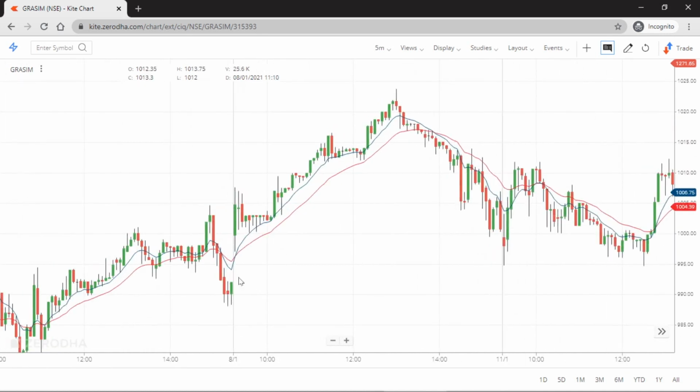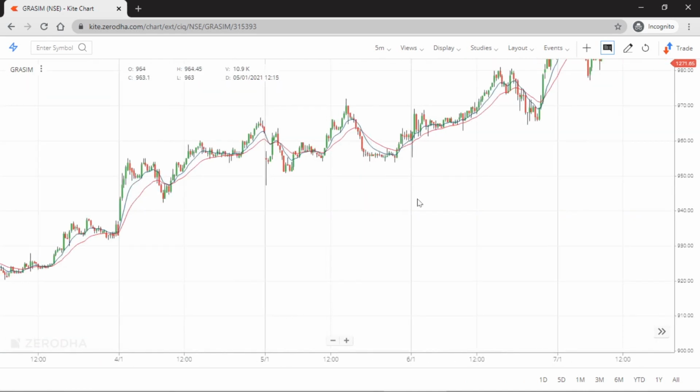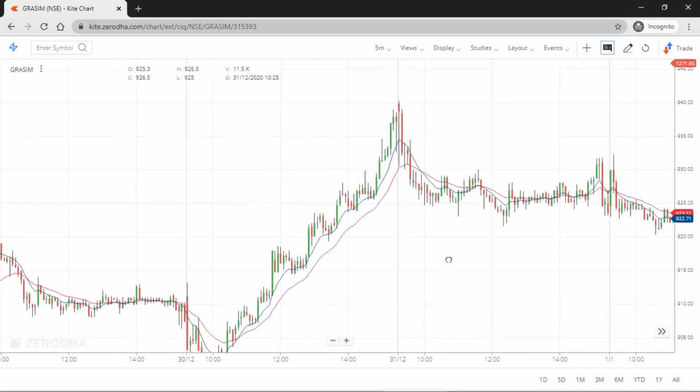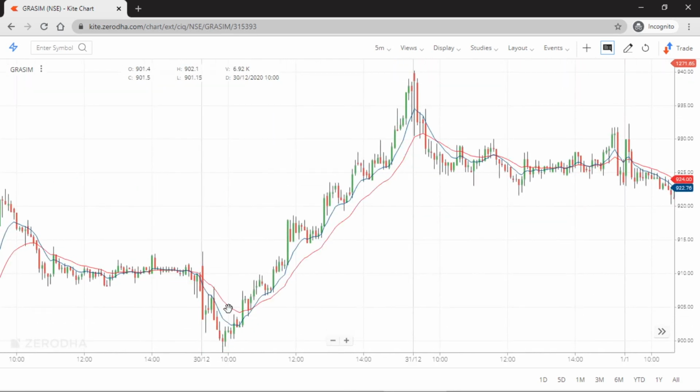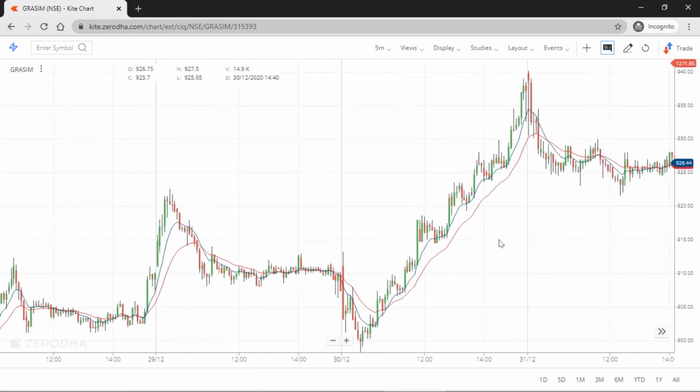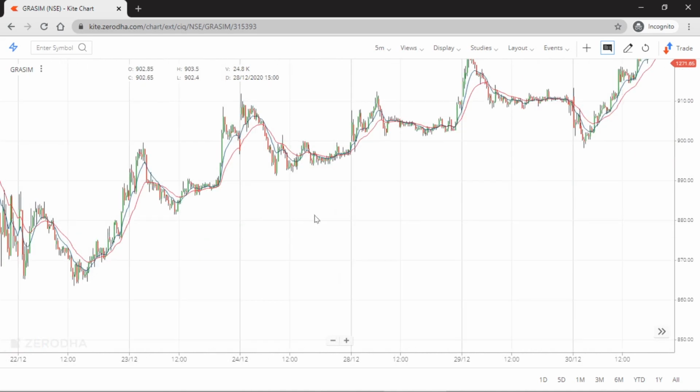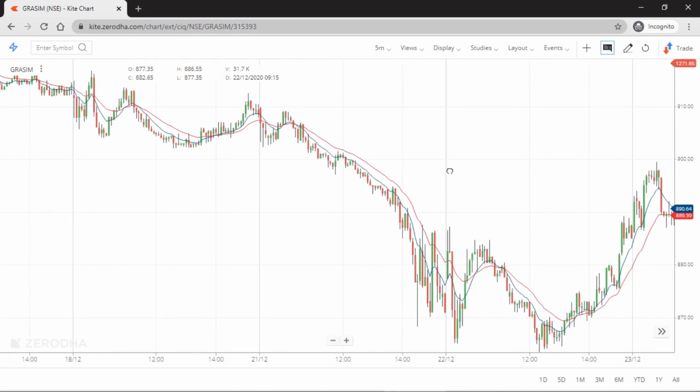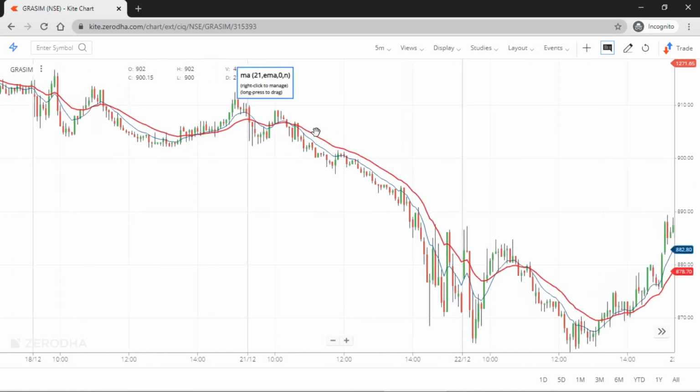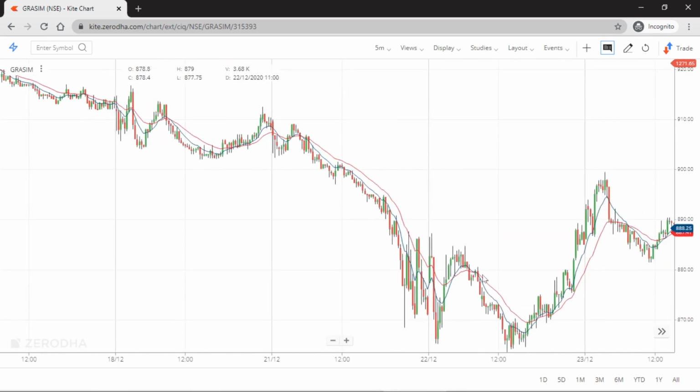Like on this day you can see the shorter term EMA crossed above the longer term EMA from here, and it has given a uptrend from here to here. And on this day, when 9 days EMA crossed above the 21 days EMA, it has given uptrend for the whole day. So this EMA cross strategy is used for the shorter term trade basically. Like here you can see the shorter term EMA, 9 days EMA crossed below the longer term EMA, 21 days EMA, and it was a downtrend then.